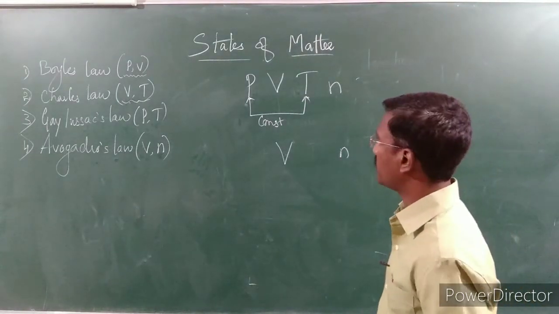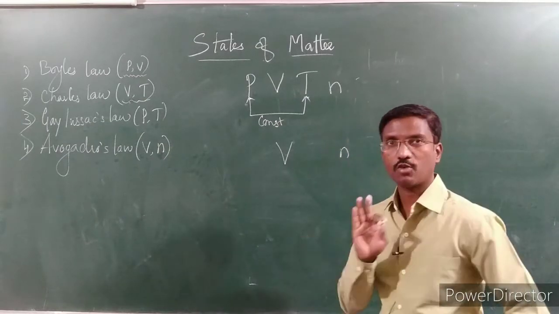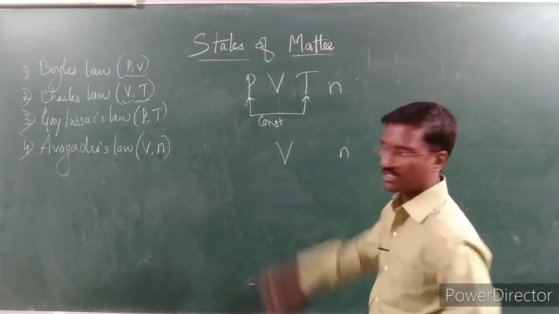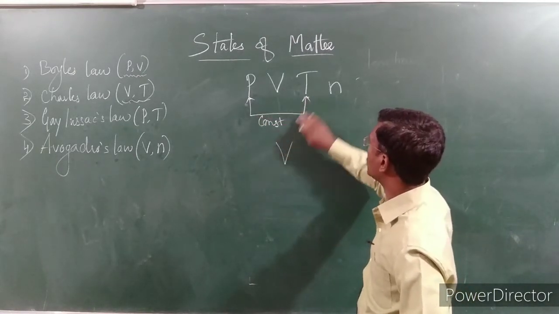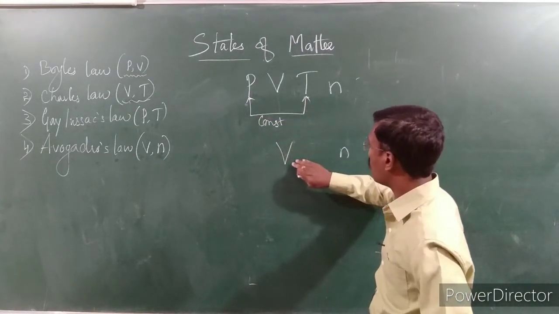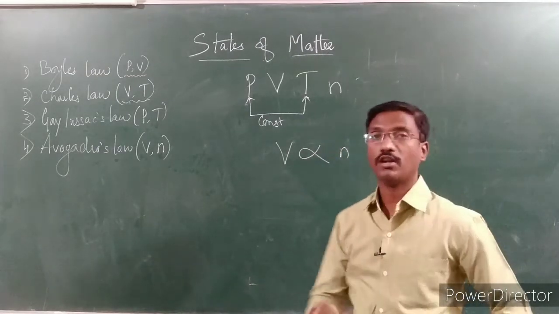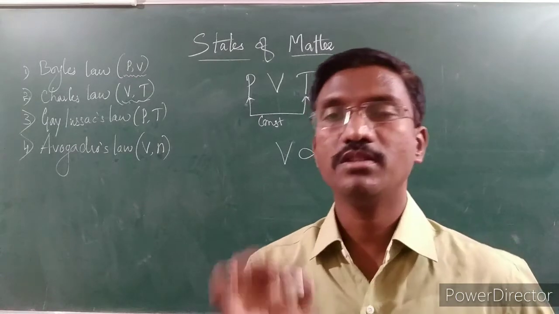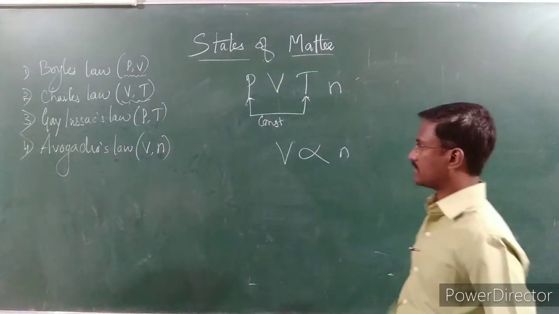So how do we have to define this one? Avogadro's law states that, actually we are not supposed to say it in this way, but simply I am telling you. Avogadro's law states that at constant pressure and constant temperature, volume is directly proportional to the amount of, or number of moles of, gas. The volume is directly proportional to the amount of, or number of moles of, gas.